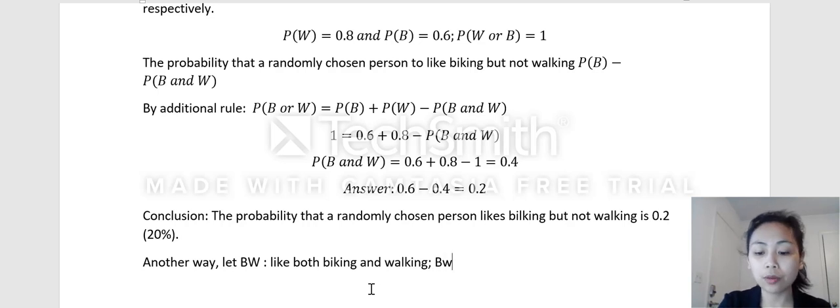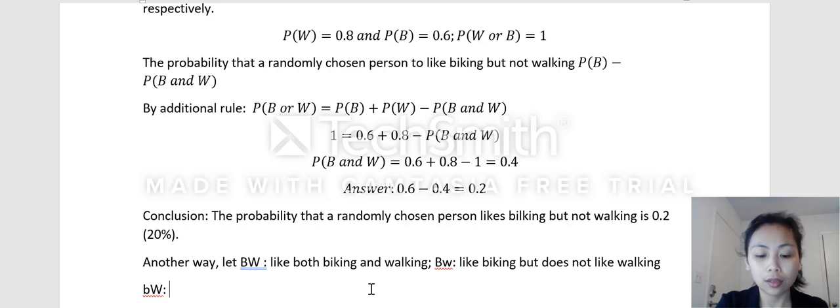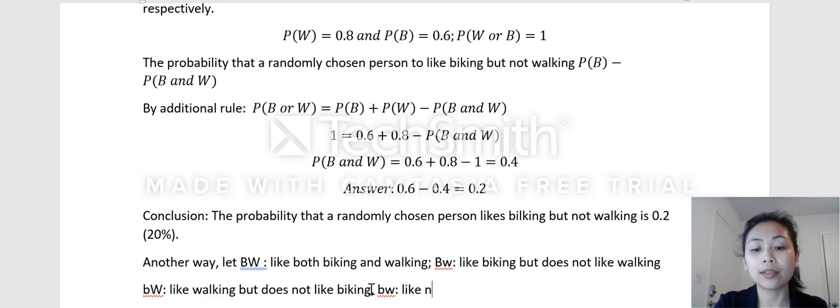Capital B little w represents liking biking but not walking. We also have little b capital W, which means liking walking but not biking. And little b little w means neither, that is, doesn't like biking and doesn't like walking.